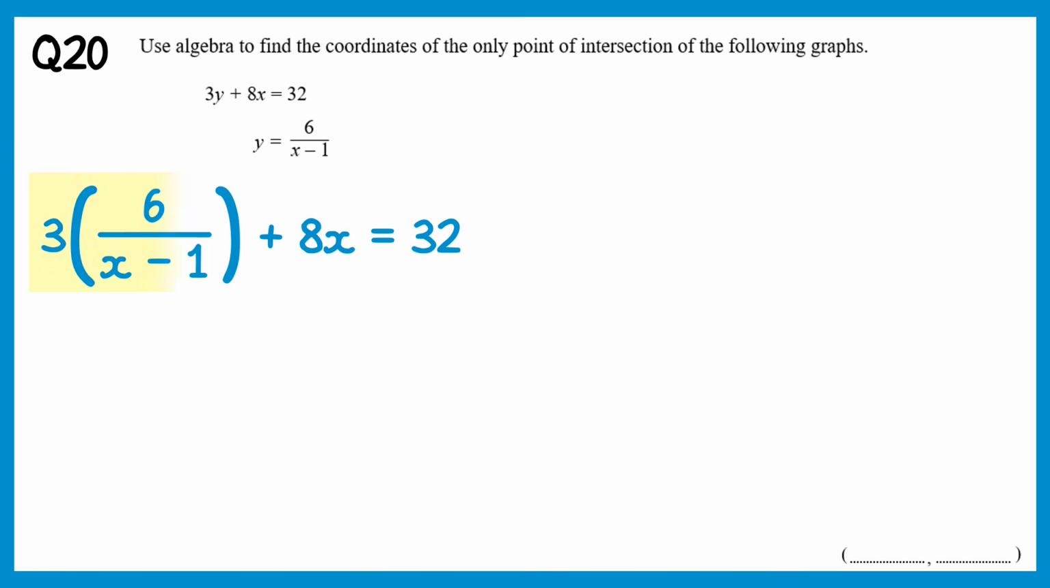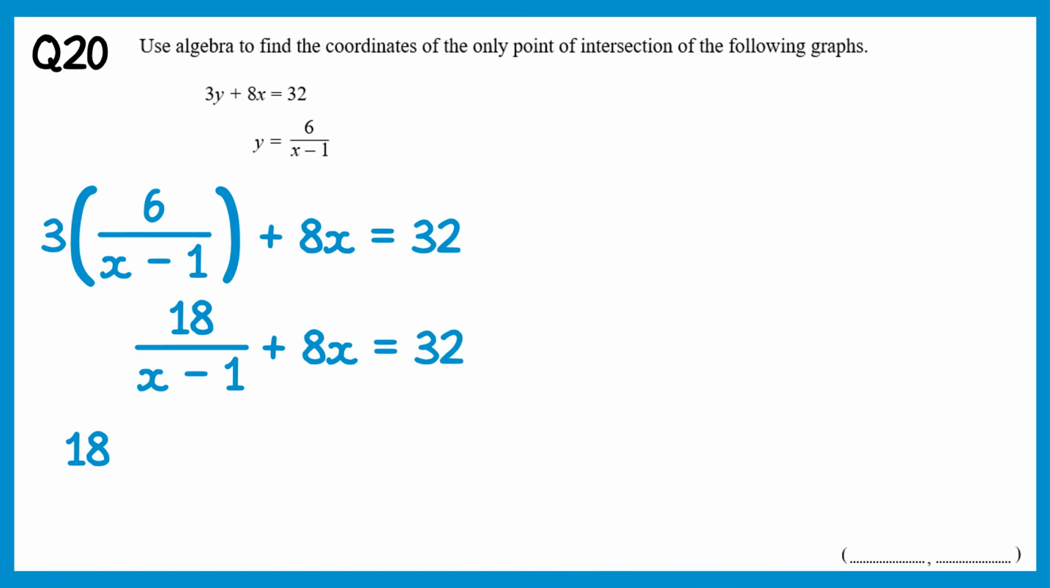So let's now focus on this part here. We've just got 3 times this fraction, so you can just times 3 by the numerator, which is 18, so you get 18 over x minus 1, and then plus 8x equals 32. Now we're going to multiply both sides here by x minus 1. So if you multiply by x minus 1 on the left-hand side, that'll cancel the x minus 1 on the bottom of that fraction, leaving you with just 18. But then you also need to multiply the 8x by x minus 1. And then on the right-hand side, we'll also times it by x minus 1, so 32 lots of x minus 1.